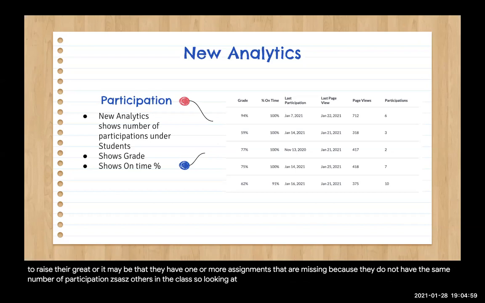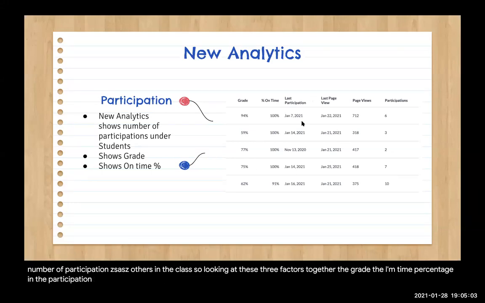So looking at these 3 factors together, the grade, the on-time percentage, and the participations, just gives you an idea of where students are and where they may be falling behind, either in terms of submitting on time or submitting at all.